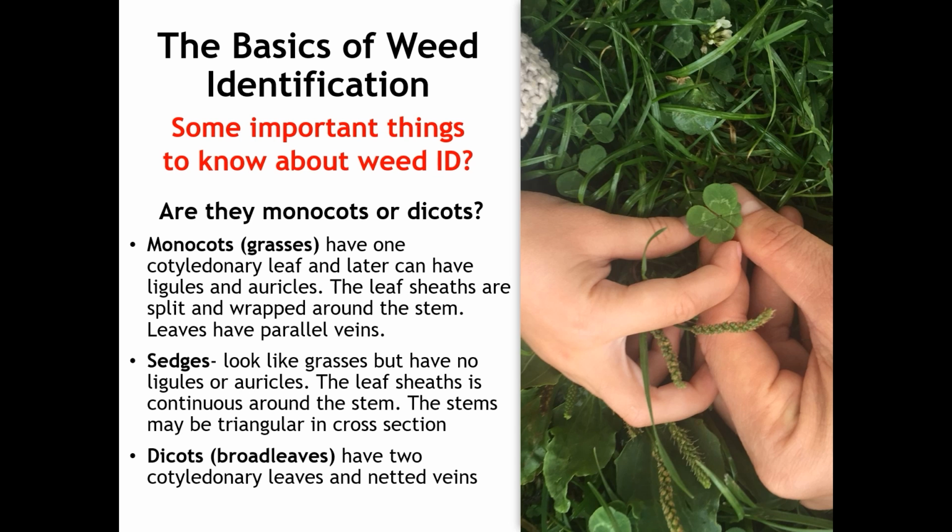Now, there is another group of plants that look like grasses. These are what we call sedges. They are not grasses. They look like grasses but have no ligules or auricles. The leaf sheath is continuous around the stem, and one particular feature that is important in letting us know whether they are a grass or a sedge is the stem, which is triangular in cross section. And then we have the broadleaves or the dicots, as we know them. These have two cotyledonary leaves and netted veins.